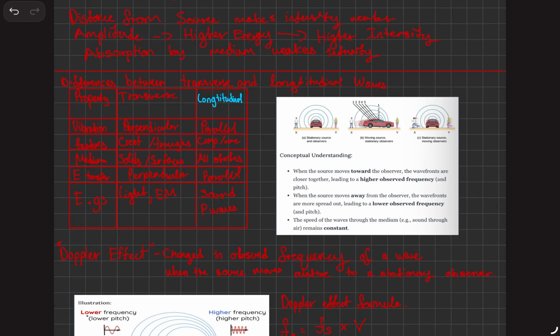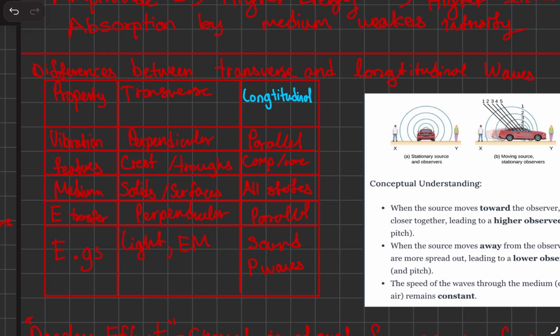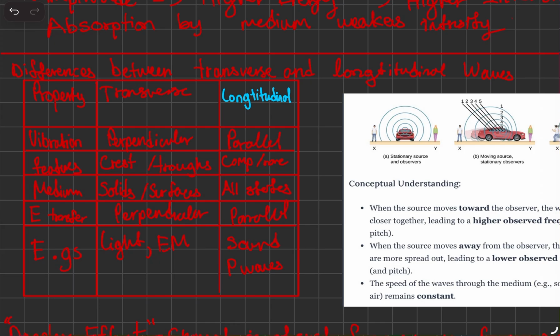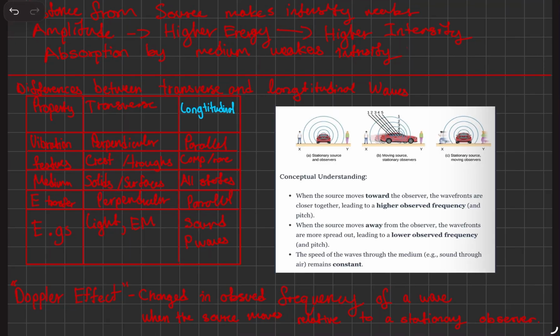Today we're going to be taking a look at the difference between transverse and longitudinal waves, or the differences in their properties. So transverse waves, in terms of the vibration of the particle, have a direction of being perpendicular to the direction of energy propagation. Longitudinal waves are parallel. Now, transverse waves often feature crests and troughs.